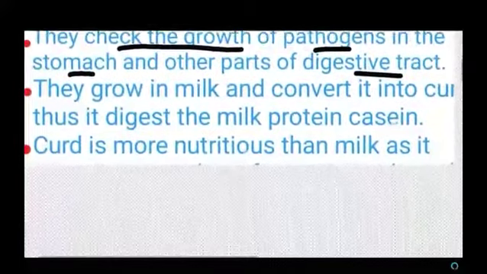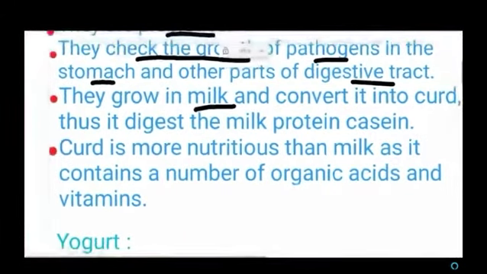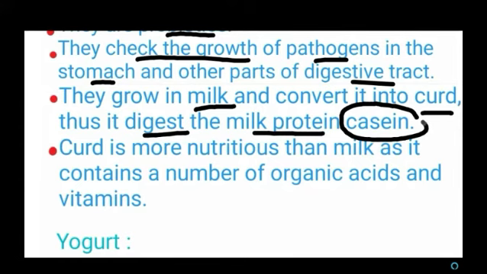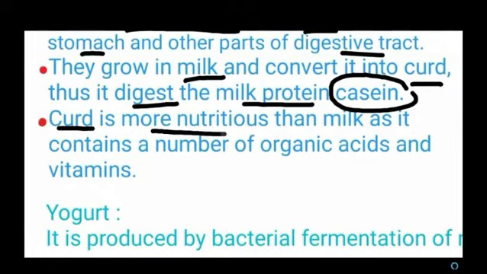Mainly these bacteria grow in milk and convert the milk into curd. How do they convert milk into curd? By digesting the milk protein casein. When compared to milk, curd is more nutritious because it contains a number of organic acids and vitamins.